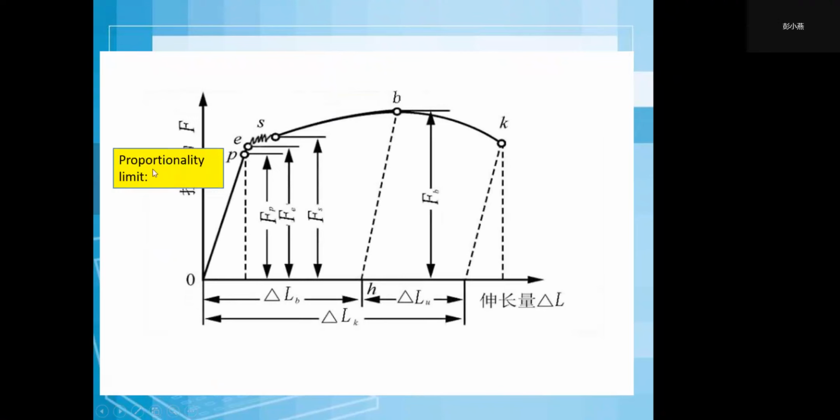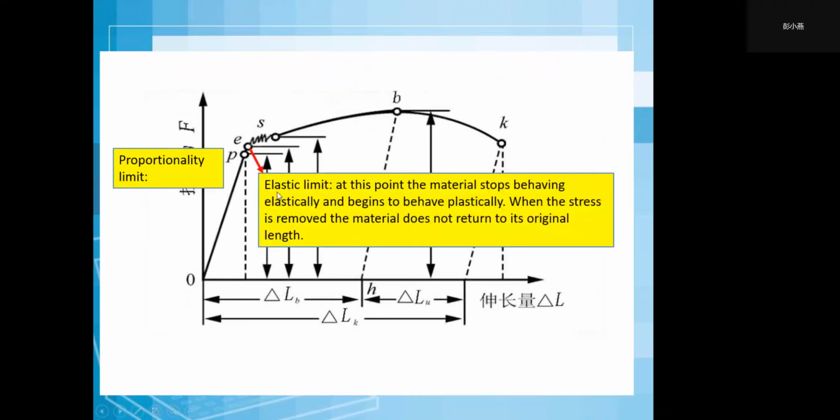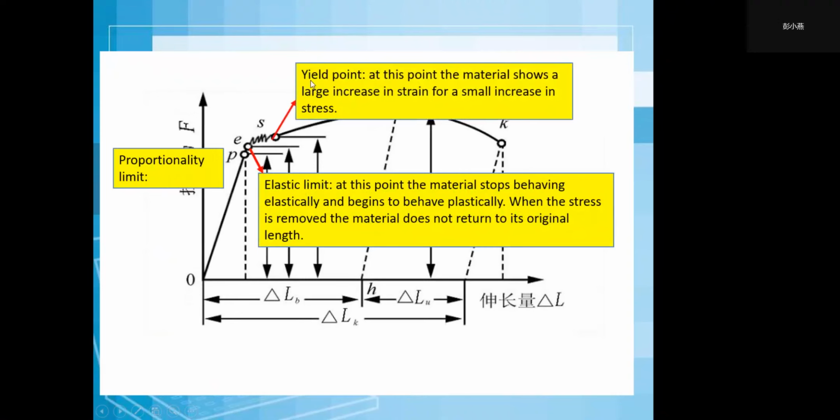and P means the proportionality limit, and point E is the elastic limit, meaning at this point the material stops behaving elastically and begins to behave plastically. When the stress is removed, the material does not return to its original length. S is the yield point. At this point, the material shows a large increase in strain for a small increase in stress.